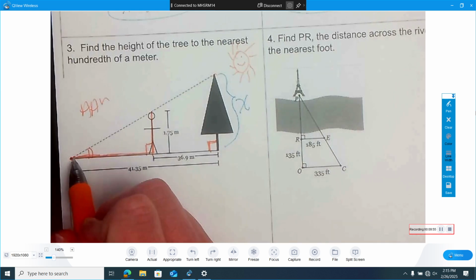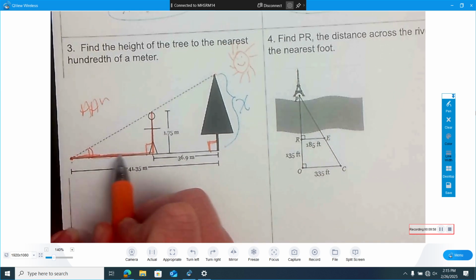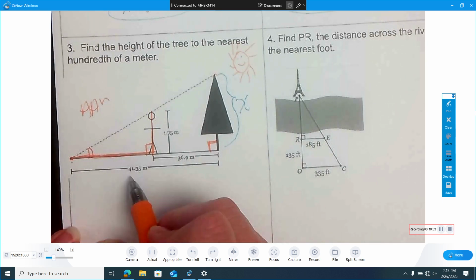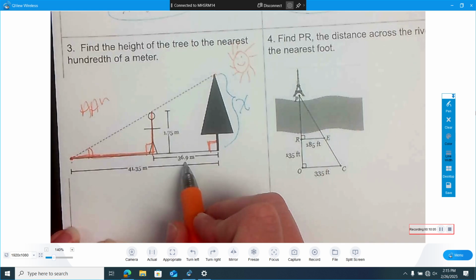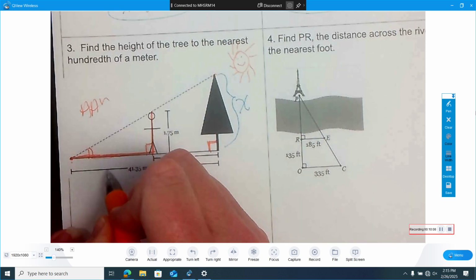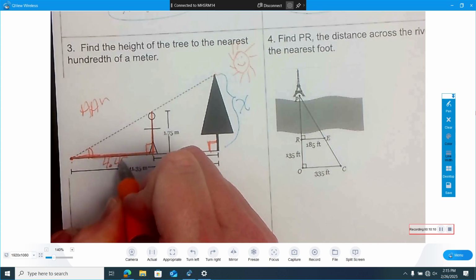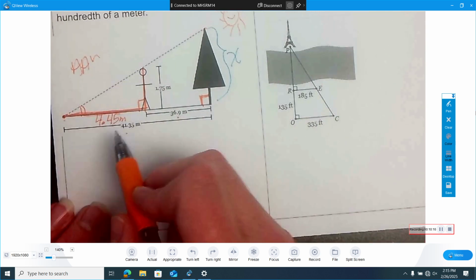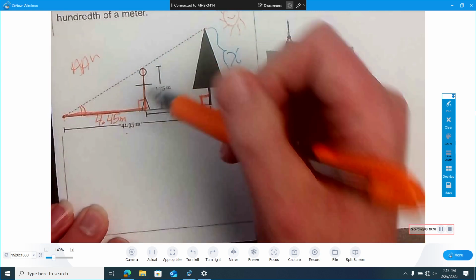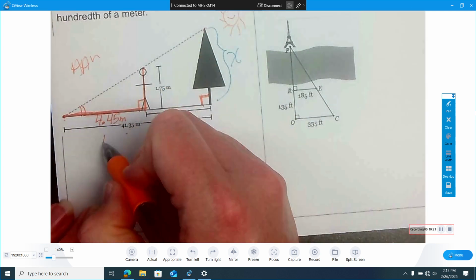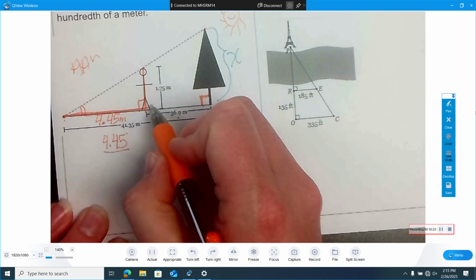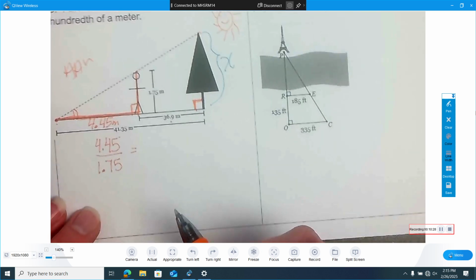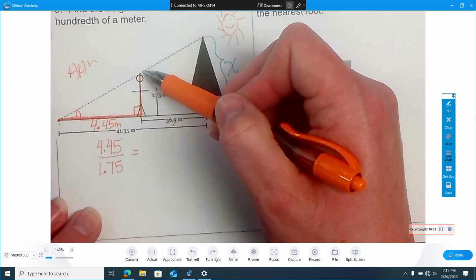Okay, I have an orange triangle right here. How long is the dude's shadow? 4.45. How'd you get 4.45? 41.35 minus 36.9. Good. We need to know the length of the shadow. 4.45 meters is the length of the shadow. Good. So now I can set up my shadow over my height. Sure. 4.45 over the height of the dude, 1.75.